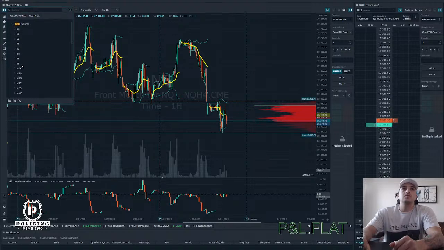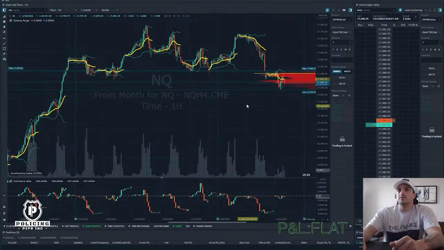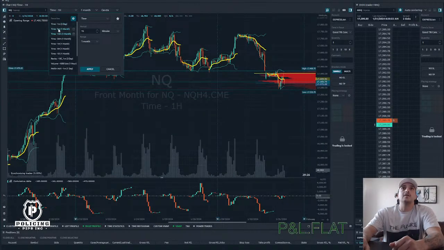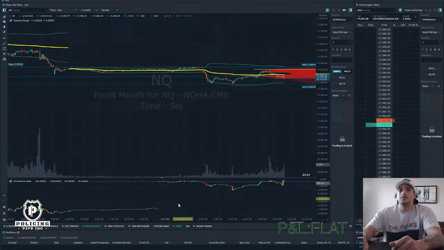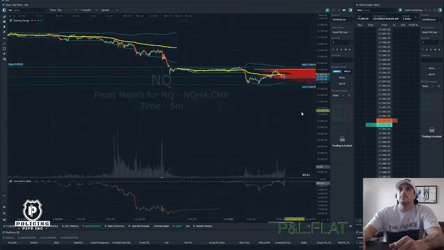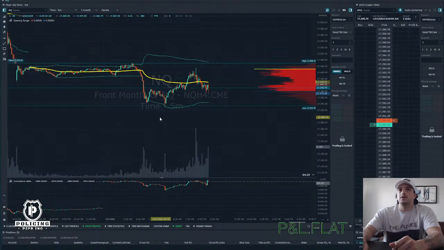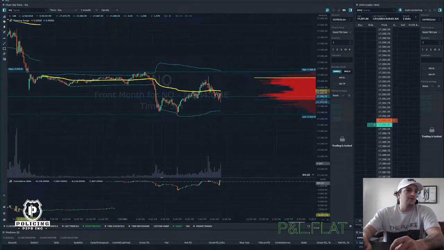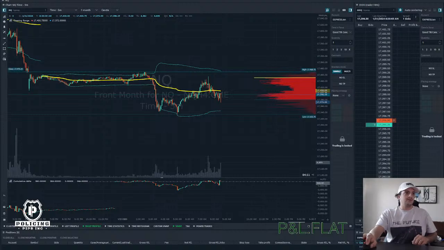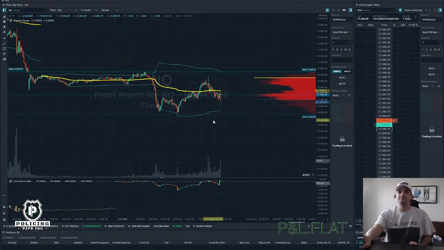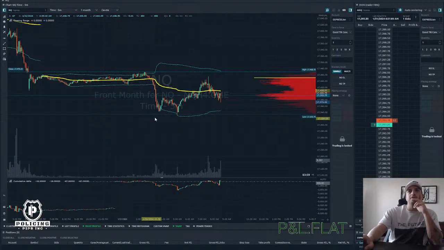CBOT, CME futures, just making sure we're on the right thing. Front month, NQ, alrighty. 5 minutes. We were pretty flat overnight. We worked down lower after Microsoft earnings. I didn't really pay attention, to be honest, to what came out. I think Microsoft beat and it didn't matter. It still sold us off, but now Microsoft is popping up. I would expect this little gap here to get filled.